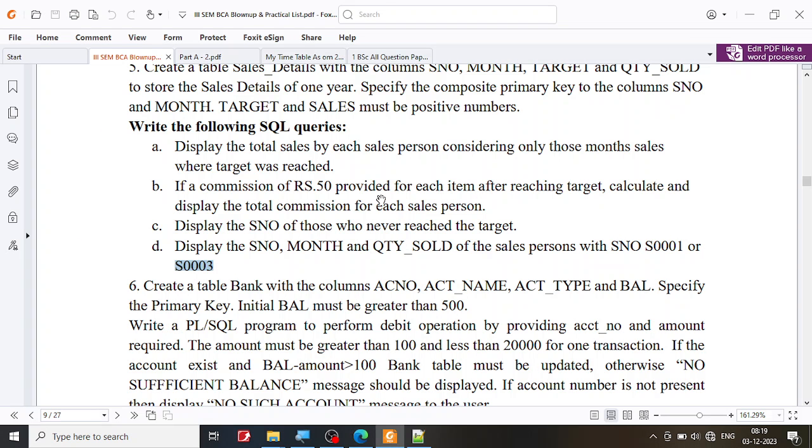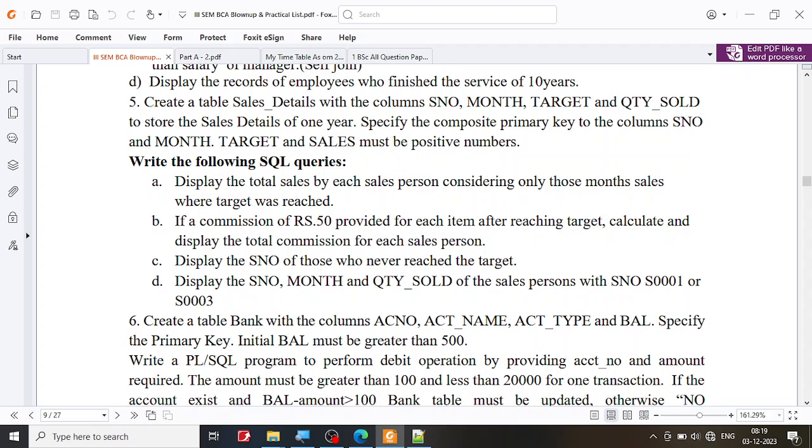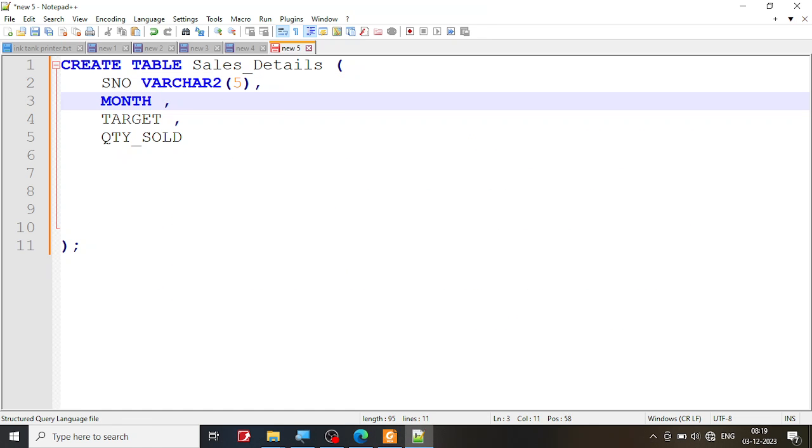The month, if you look at the month there. If you look at the question here, they said to specify the composite primary key for the salesman number and month, and the target and sales must be positive. This is what they have said. But I assume that the month is a number from 1 to 12, that is 12 months in a year. So I'm going to take this month as a number, and a 2 digit number, since 12 is a 2 digit number.